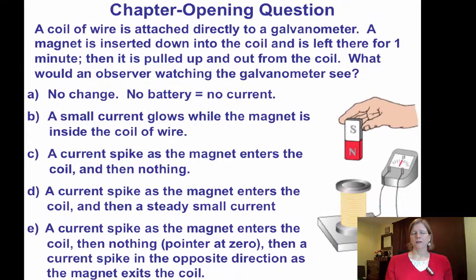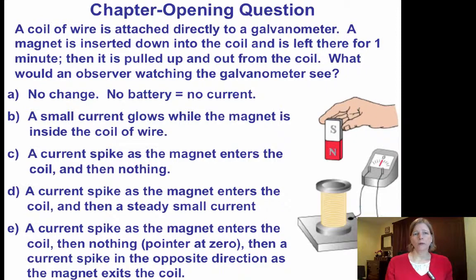All right, so let's introduce the chapter opening question. A coil of wire is attached directly to a galvanometer. There's a picture shown here on the right of the setup. There's a coil of wire. This is a galvanometer that measures if there's current going through the wire. And there's nothing else. There's no power source. There's no battery here. Just the coil of wire attached to something that will register whether or not there's current going through that coil of wire.